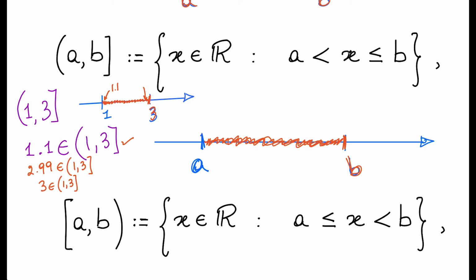Yeah, because if the x is 3 and the b is 3, 3 is less than or equal to 3, and the a in this case is 1. 1 is less than 3.